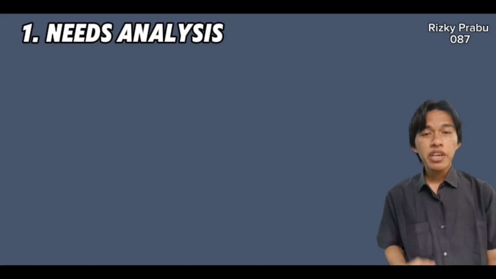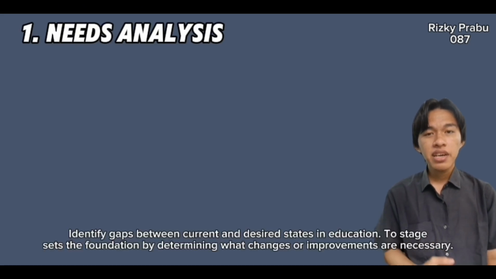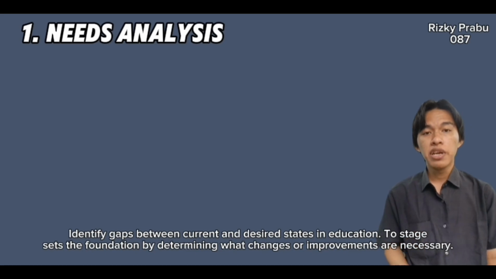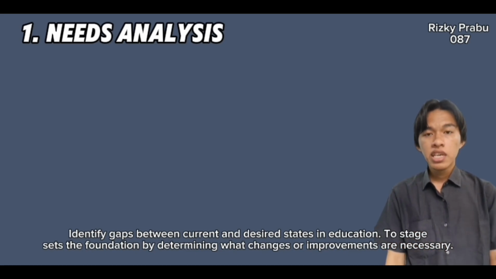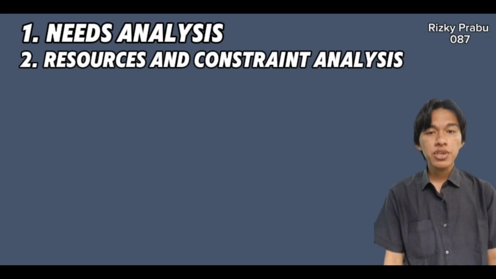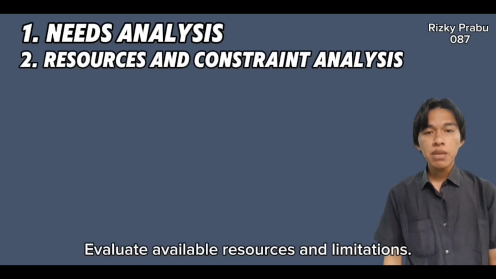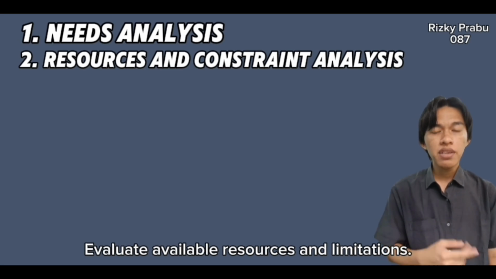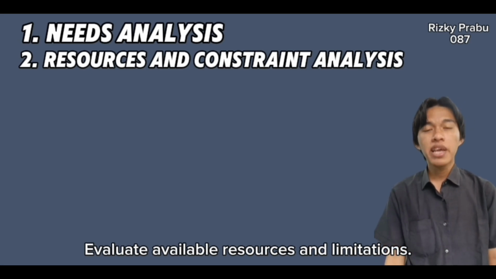The first one is needs analysis. To identify gaps between current and desired state in education, it is also to set the foundations by determining what changes or improvements are necessary. Number 2, we have resources and constraints analysis. It is to evaluate available resources and limitations. And yes, of course, it also involves infrastructure, funding, and human resources to form an educational system design.